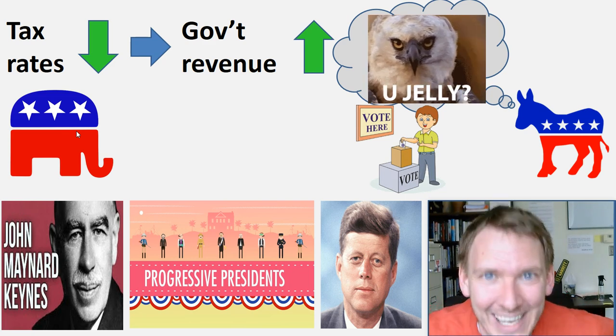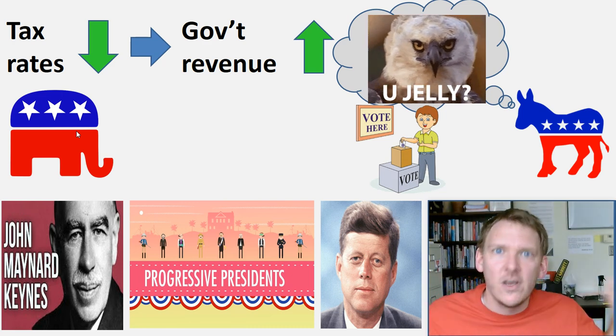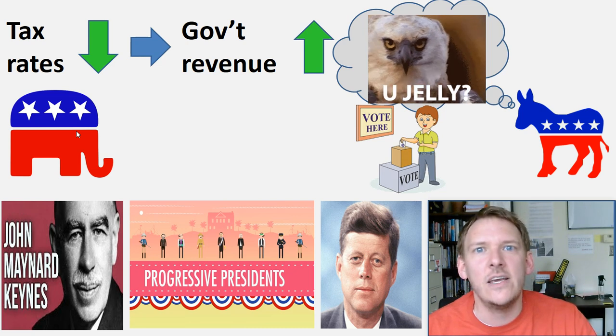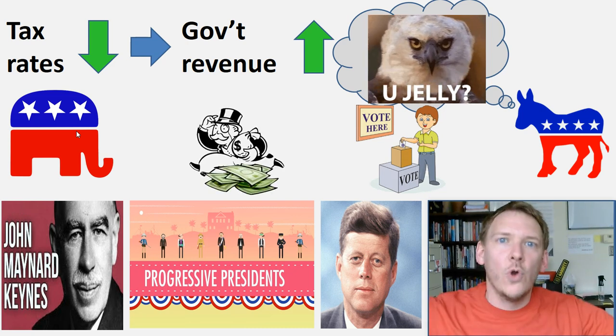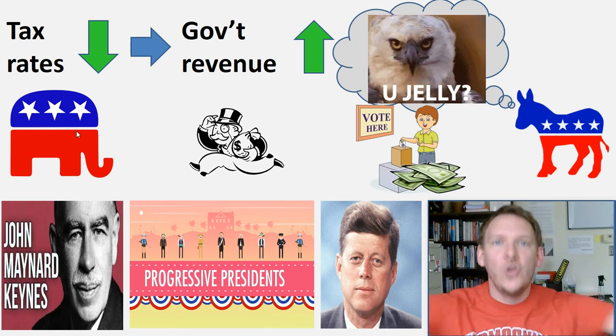Let's stick it to the rich. That's what the game is. Why did the Democrats separate? Why are they no longer like Kennedy, Keynes, and Wilson? Because it's an easy way to get votes. We're going to raise taxes on the rich, and we're going to redistribute it to you.